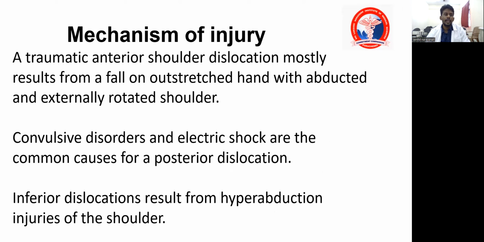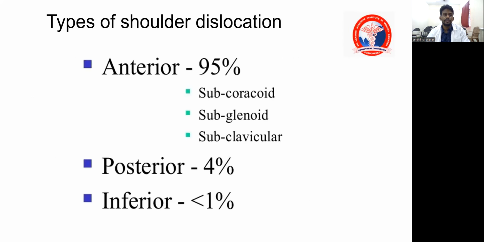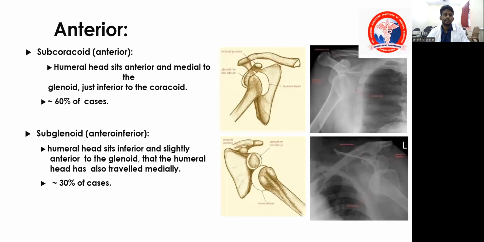The mechanism of injury. Traumatic anterior shoulder dislocation mostly results from a fall on outstretched hand with abducted and externally rotated shoulder. Convulsive disorders and electric shock are common causes for a posterior dislocation. Inferior dislocations result from hyperabduction injuries of the shoulder. Types of shoulder dislocation: anterior 95%, which are subclassified into subcoracoid, subglenoid, subclavicular. Posterior is 4%, inferior is less than 1%.